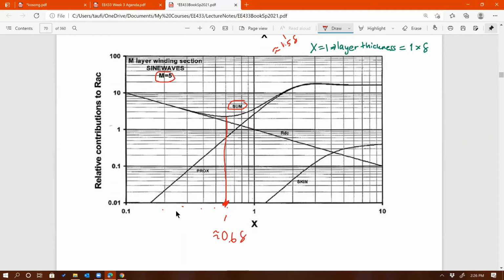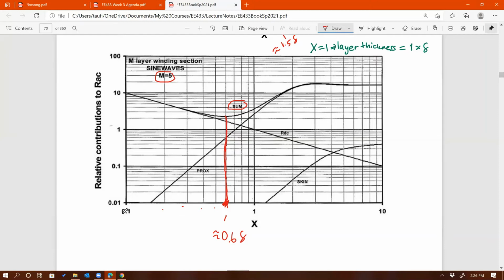So when the inductor has 5 layers, for a given frequency, you already know that the thickness of the layer should be around 0.6 of the skin depth to minimize the amount of loss due to resistance, right? So that's to me a very useful tool to know, right?